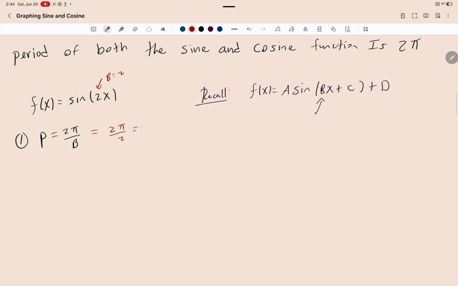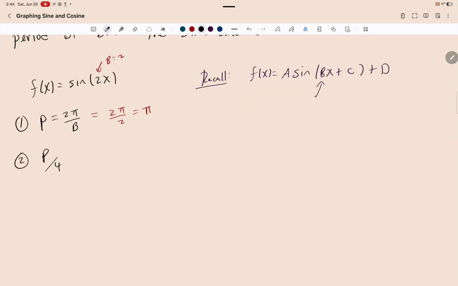2 pi over 2 is equal to pi. So in other words, the period of the function sine of 2x is pi. Now, what I'm going to do is take whatever the period was in step 1 and divide it by 4. So since the p was equal to pi, I'm going to divide it by 4.